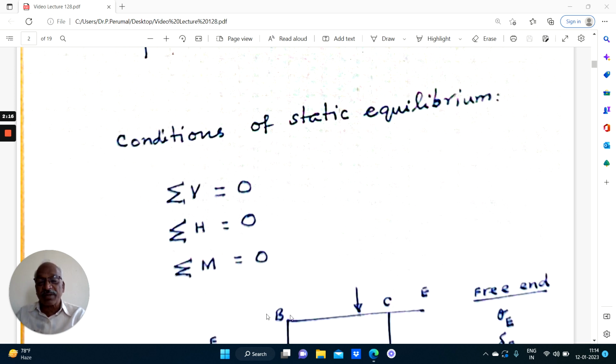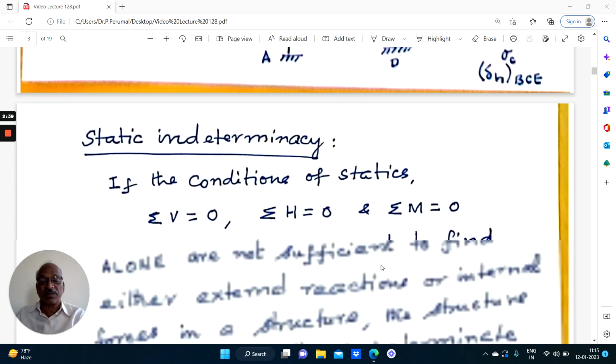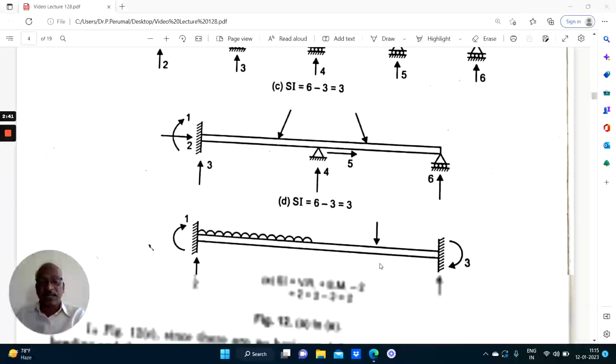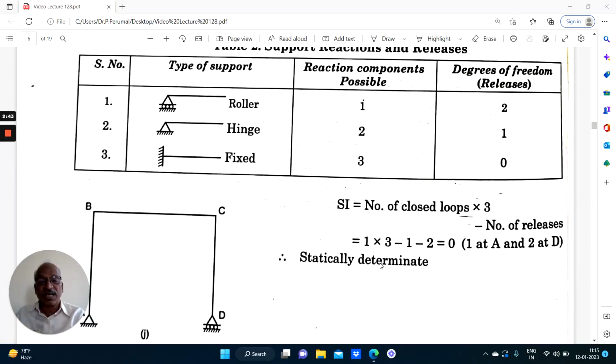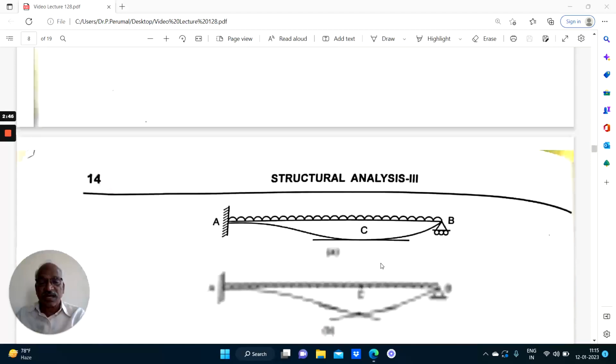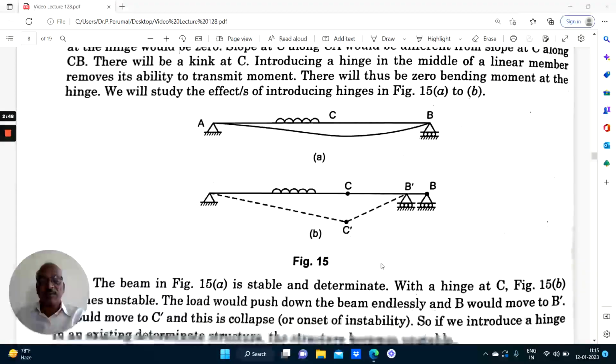When a structure cannot be analyzed by using only these 3 conditions of equilibrium, we call it a statically indeterminate structure. We are dealing with two-dimensional structures. In the last lecture, we discussed beams and portal frames.